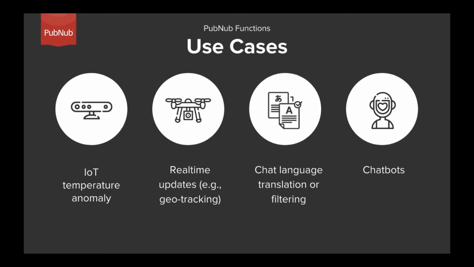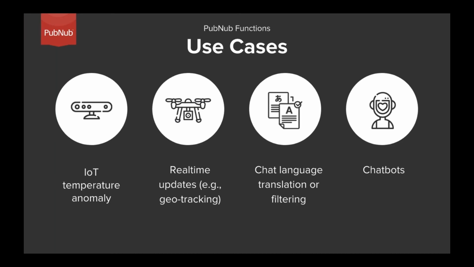You could set up min, max, and average values that are acceptable to your operation, and then send notifications to yourself or some other third parties using PubNub Functions. Real-time updates is a similar but more powerful example as well, which includes geo-tracking.